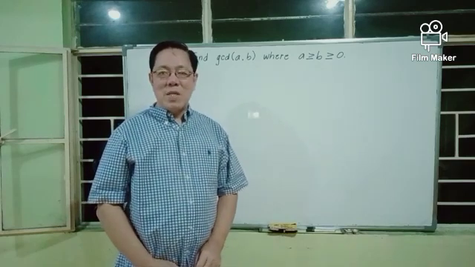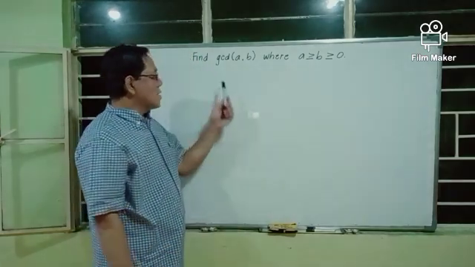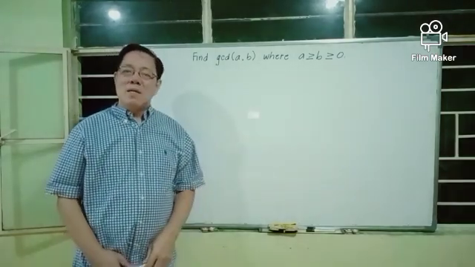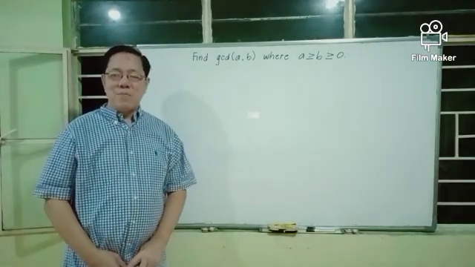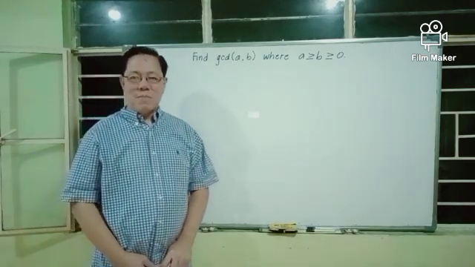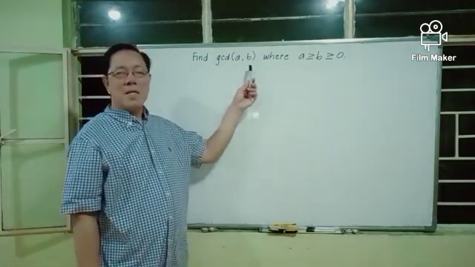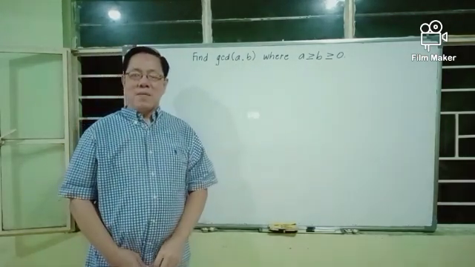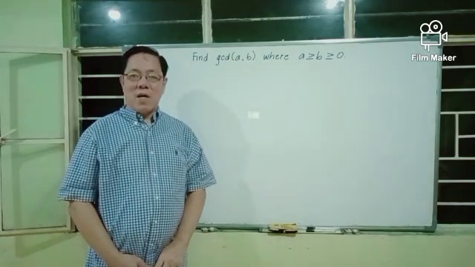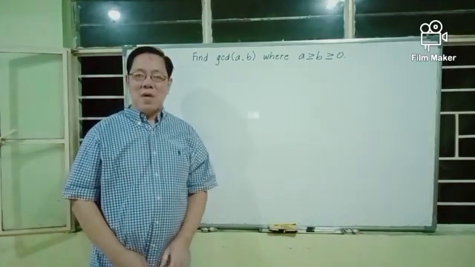In the last lesson, we defined the greatest common divisor of two integers. By definition, the greatest common divisor of integers a and b is the largest integer that can divide both a and b. And last time we also defined the set of all divisors of integers a and b, denoted by capital C of ab.